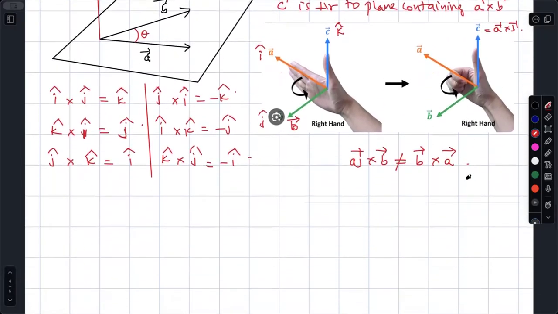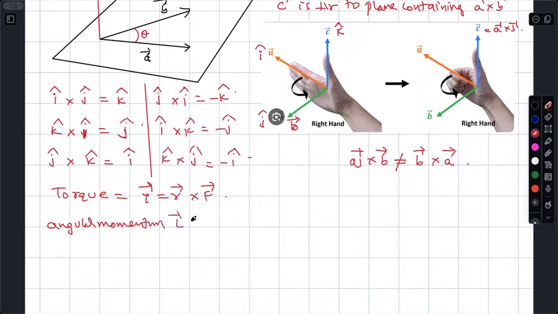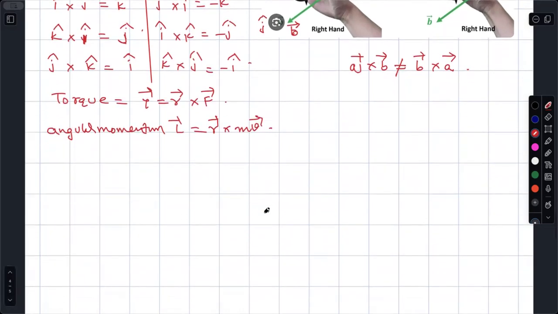See, torque is, for example, defined as, all this we will discuss again leisurely in rotation. I'm just giving an example. R bar cross F bar. Similarly, angular momentum is also an example for cross product, which is given by R bar cross MV bar. They are examples.